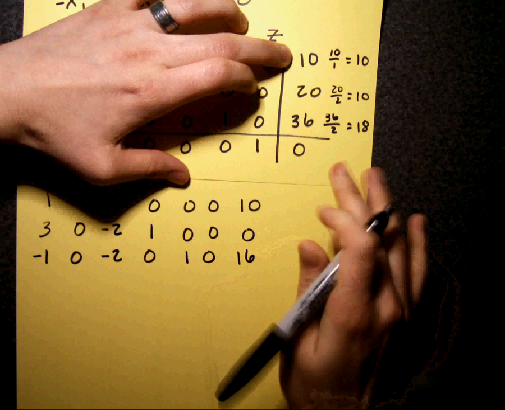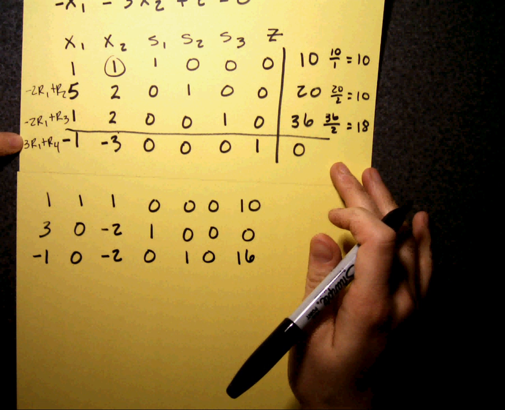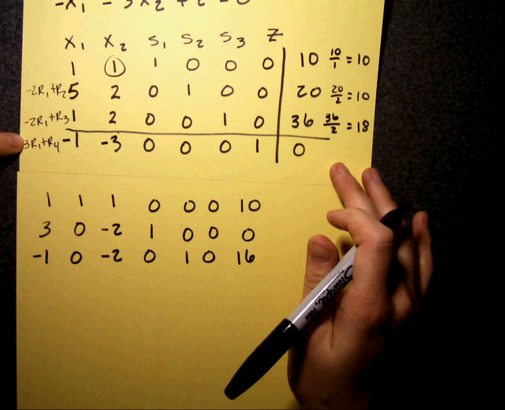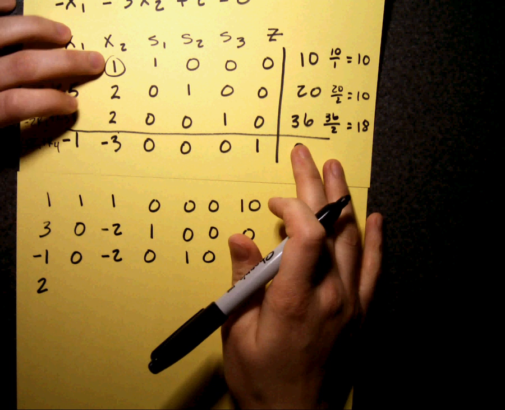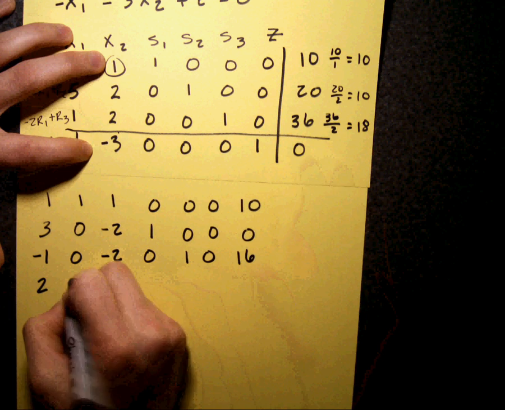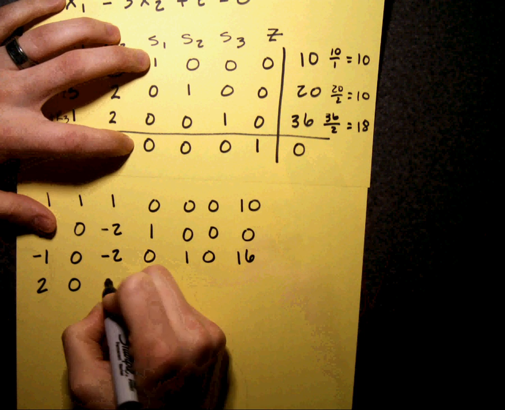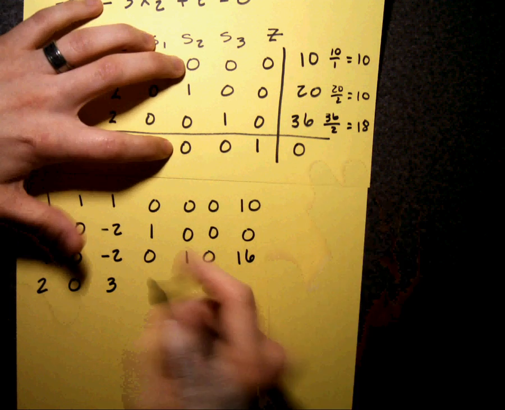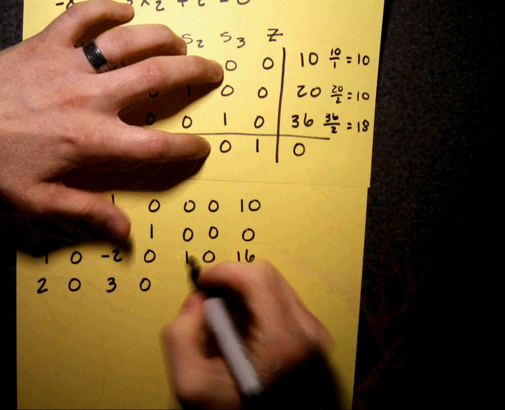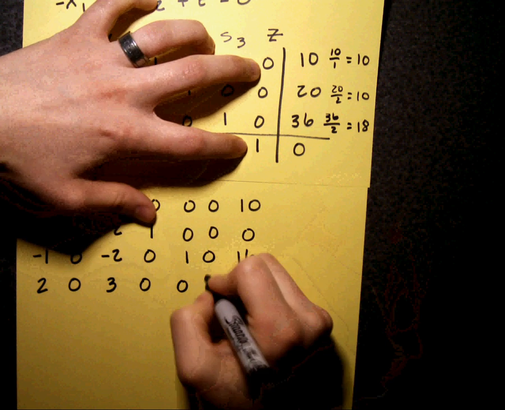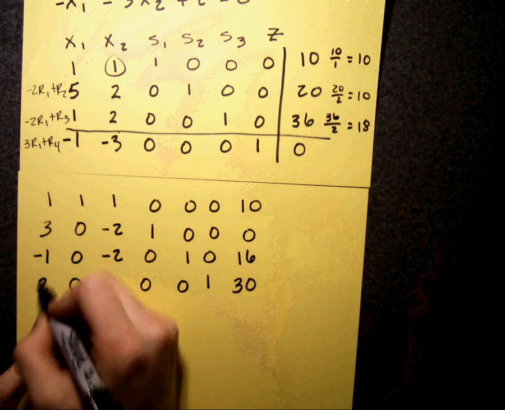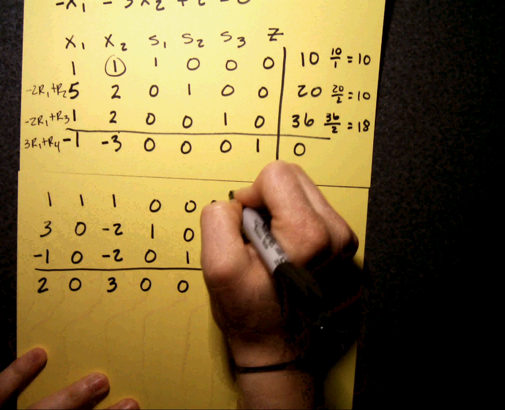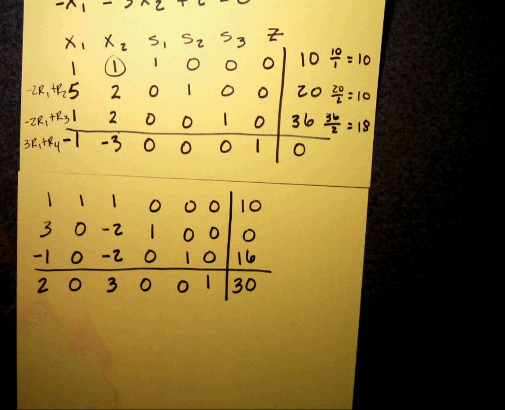And then finally, my last row, multiplying row 1 times 3 and adding it to row 4. So 3 plus negative 1 gives me 2. 3 plus negative 3 gives me 0. 3 plus 0 gives me 3. 0 plus 0 gives me 0. 0 plus 0 gives me 0. 0 plus 1 gives me 1. And 30 plus 0 gives me 30. So check my arithmetic.